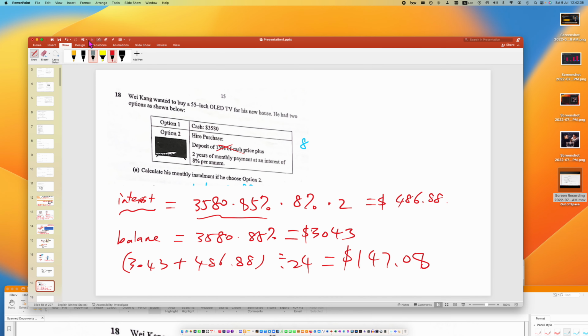Okay. So show me what is the interest you need to pay. Show me what is the interest you need to pay if you choose option 2. Show me the balance, and these two you add up, you divide by the number of months. Okay? So good.